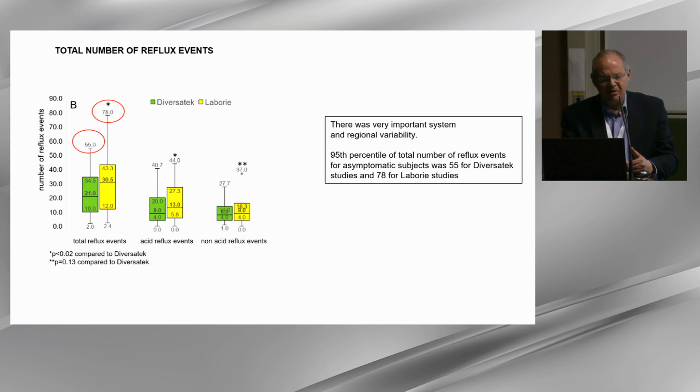When we look at the number of reflux episodes, again, there was an important system and regional variability. However, the 95 percentile for the Diversatec was around 50, 55. So in those people that are using Diversatec, a cutoff value of 50 as a normal value of number of reflux episodes is more adequate than the 73 that we were using until now. Not for those that are using Labori systems where the number of reflux episodes was higher.